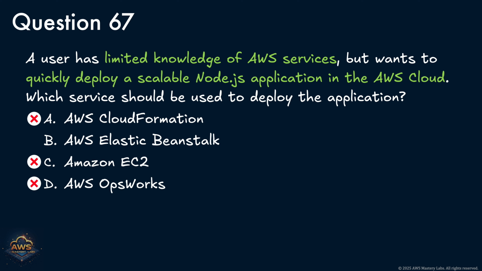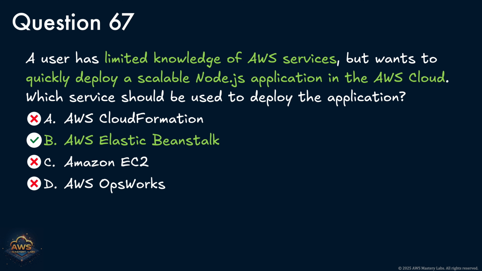Option D, AWS OpsWorks. AWS OpsWorks is a configuration management service based on Chef and Puppet. It's powerful for managing complex application stacks but has a steep learning curve and is not ideal for users who aren't familiar with configuration as code paradigms or infrastructure automation tools. Incorrect because it is not beginner-friendly and too complex for rapid deployment of a simple application.